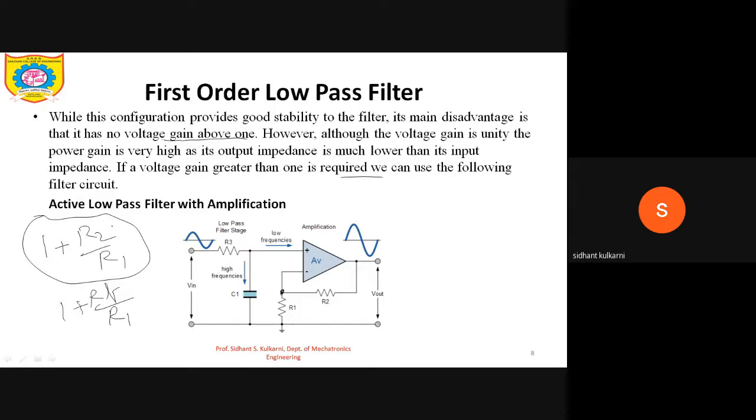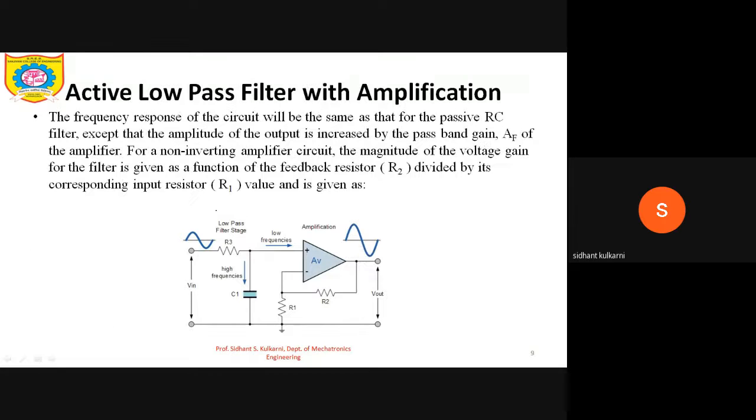So by choosing proper values of R2 and R1, we can decide the gain of the op amp. This is not the open loop gain. This AV depends on the factor 1 plus R2 upon R1. Depending on the values of R2 and R1 we choose, the gain will be decided. So this is an active low pass filter with amplification.